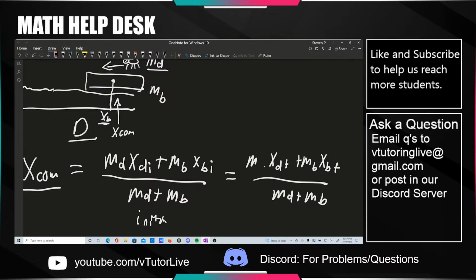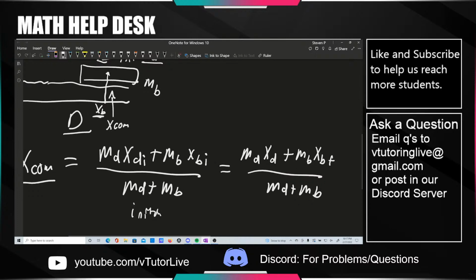Why did I write two plus signs? That's silly of me. So the idea here is that, first things first, the mass of the dog plus the mass of the boat just cancel out because they're both in the denominator. Who cares, right?